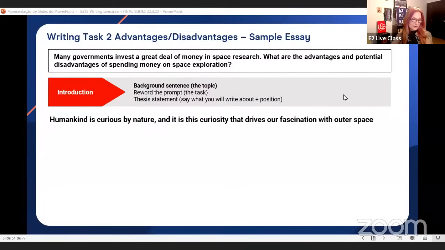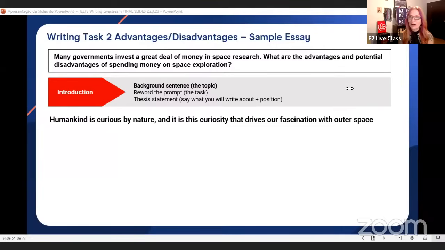So the first one is the background sentence, when we inform the reader the main idea here. The main idea, space exploration, right? So humankind is curious by nature, and it is this curiosity that drives our fascination with outer space. Okay, so humankind, and we are very curious. That's a nice sentence.